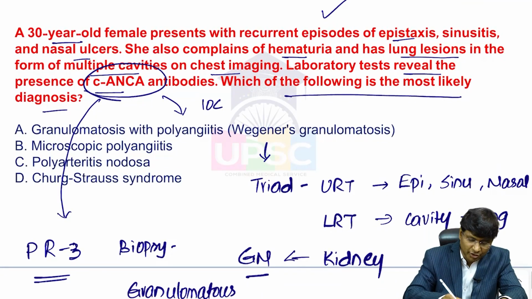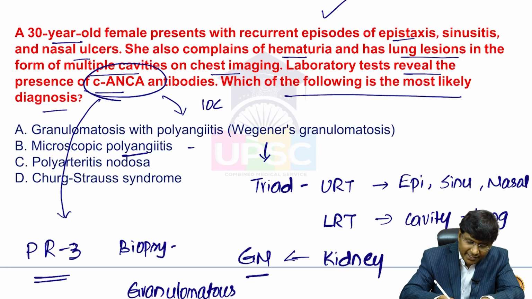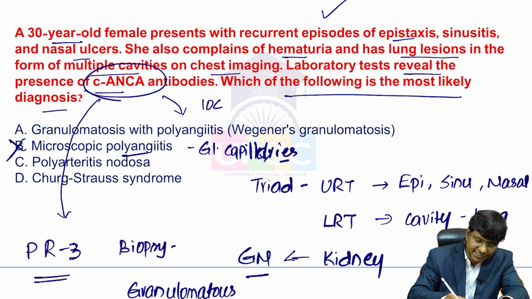And you take the other option, that is microscopic polyangiitis. Microscopic polyangiitis, primarily it affects the small blood vessels, including the glomerular capillaries. And this microscopic polyangiitis is not associated with sinusitis, nasal ulcers and lung cavities. So microscopic polyangiitis is ruled out.